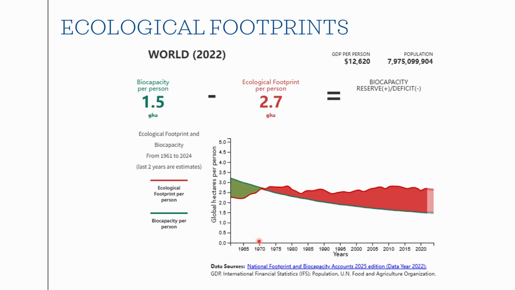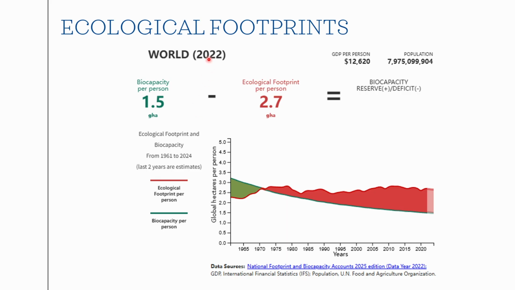So we can see over time biocapacity has steadily been going down. And here's that notable year of 1970. That is a little after 1970. That is where our ecological footprint exceeded Earth's biocapacity, and we've been living in the red since that.